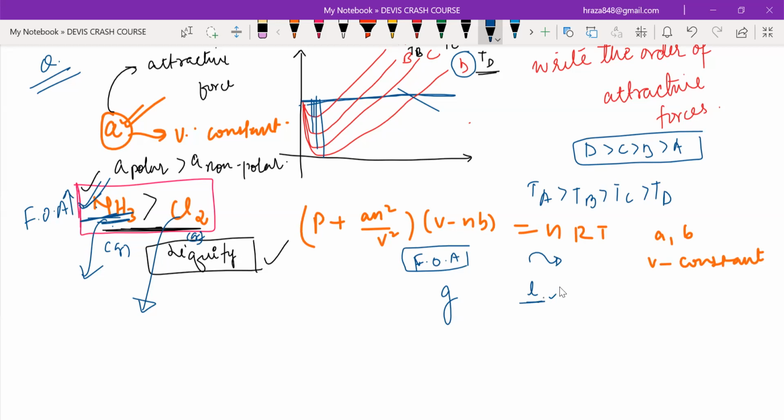Yes. It is also very important to note that if I ask you about F2 and Cl2, which one will have more force of attraction, or what will be the order of A in F2 and Cl2? Will they be equal? No, they will not be equal.